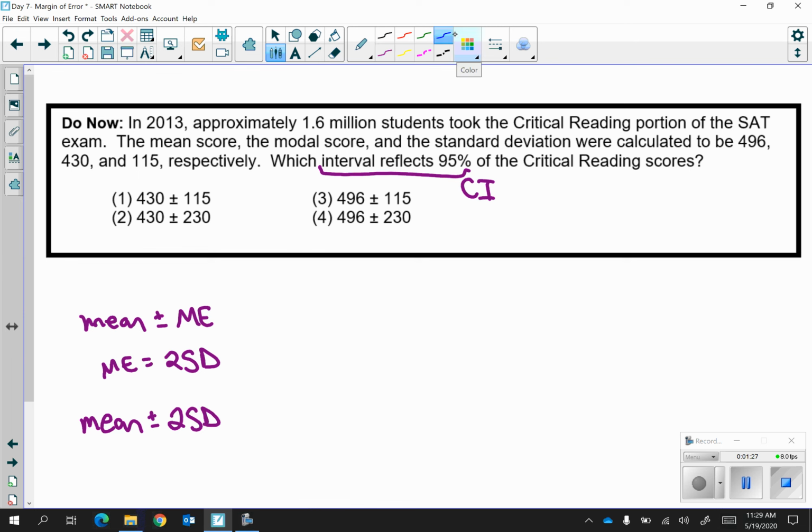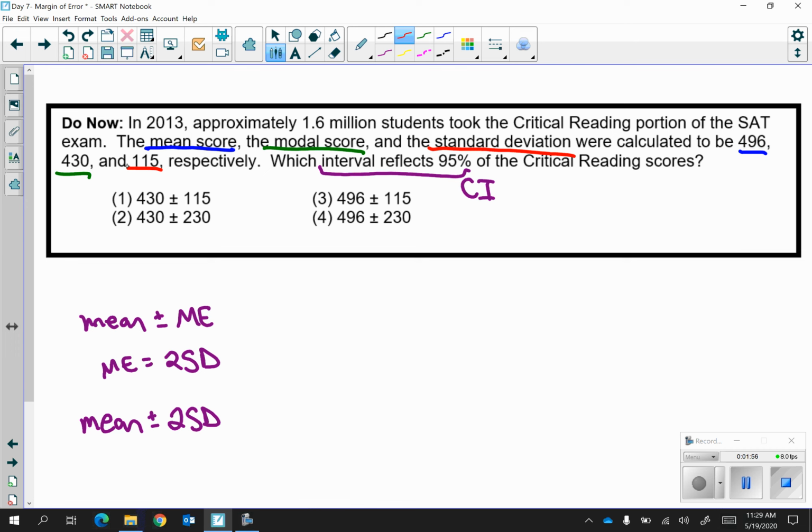Now, a big question that I usually get with this problem is, what does the word respectively mean? All that means is that you go in order that everything was listed in. For example, the mean score came first, so it would be the first number in the list. The modal score came second, so it is the second number. And the standard deviation that came third is going to be the third number.